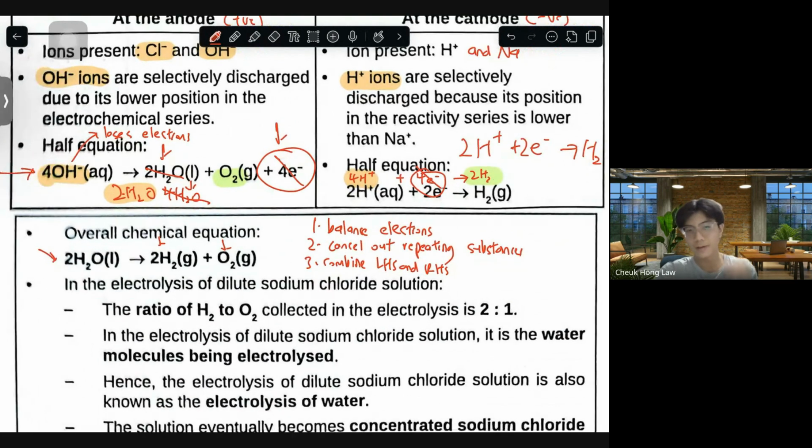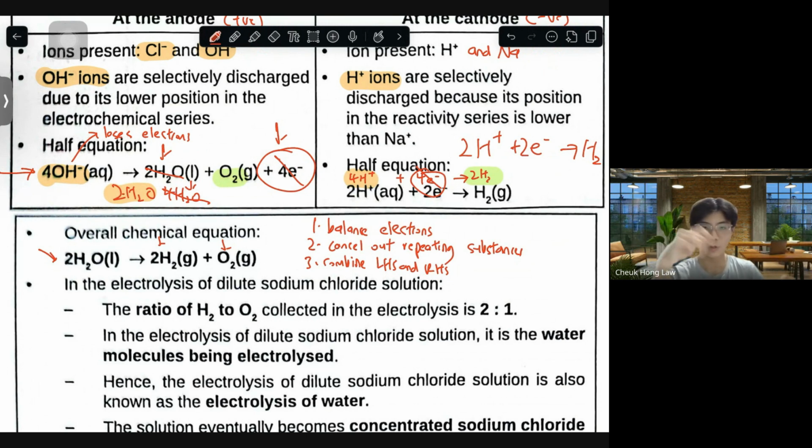All right, I repeat. First step is to balance the electrons. Make sure the number of moles of electrons are the same in both half equations. Second step is to cancel out those repeating substances on the left and the right. That means something from the left and something on the right is the same, so you cancel them out.